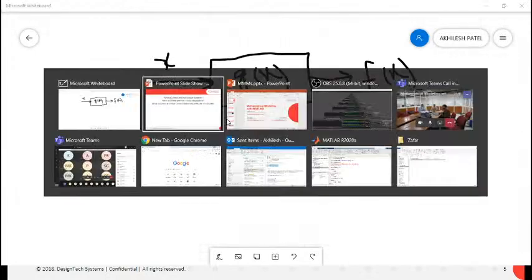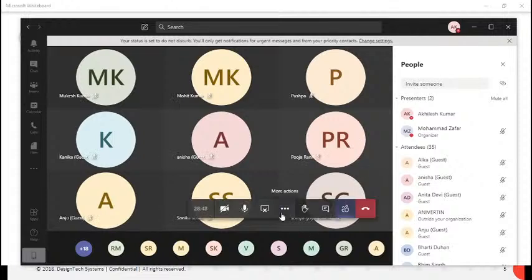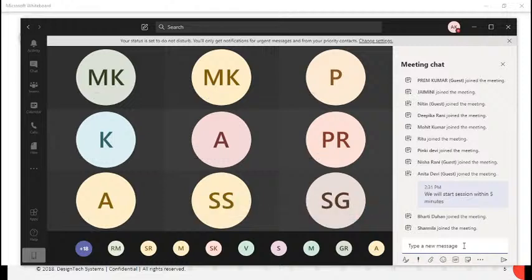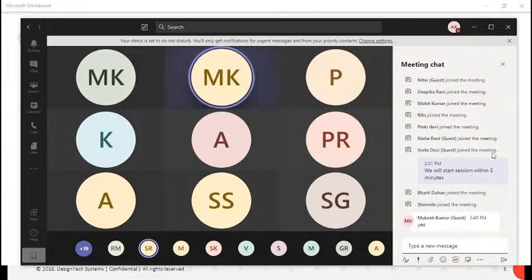My screen is visible for everyone. Anyone can write in the chat box whether my voice and screen are visible or not. Yes, yes, yes. Okay, thank you.